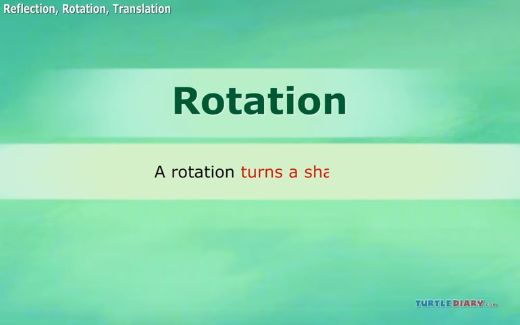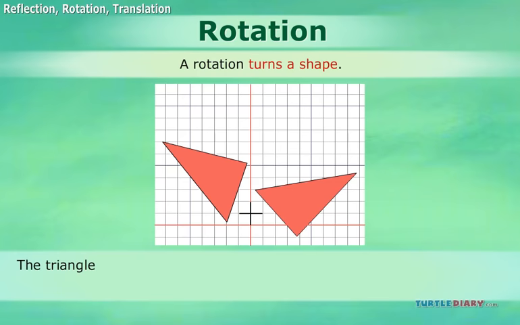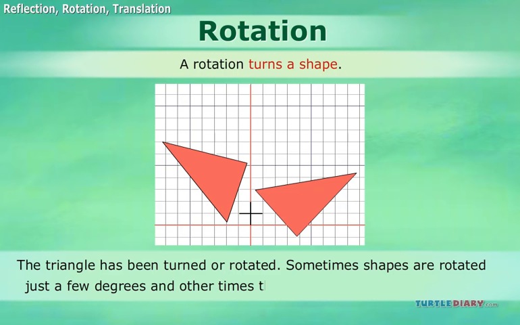Rotation. A rotation turns a shape. In this example, the triangle has been turned or rotated. Sometimes shapes are rotated just a few degrees, and other times they may be rotated significantly.